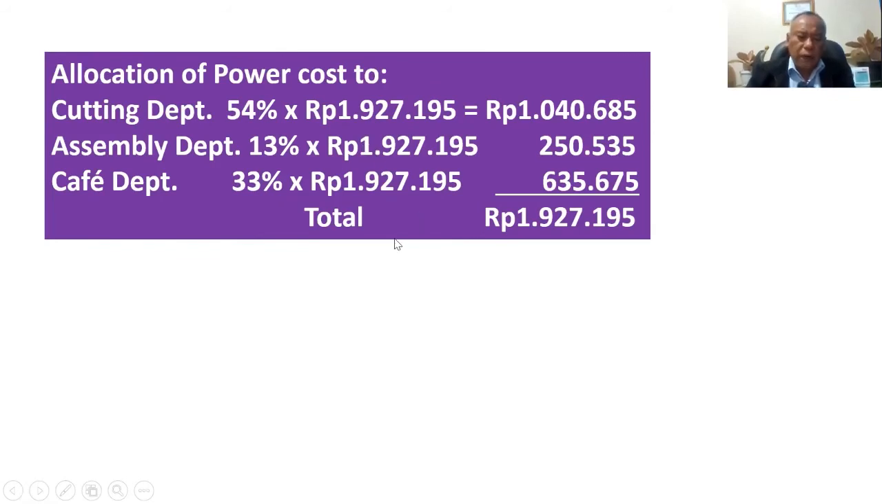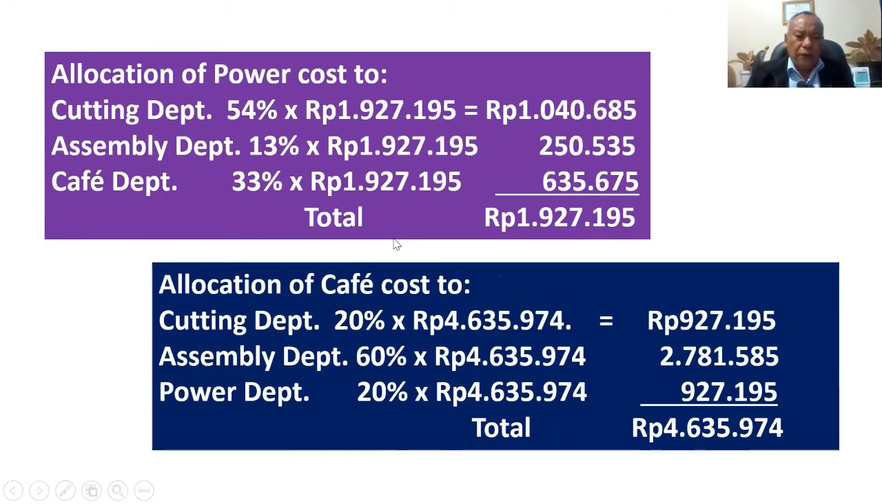The same way, actually, for the allocation of cafe costs, because cafe provides services to cutting 20%, assembly 60%, and to power 20%. So times the total cost after allocation, we find these numbers. So the total also must be the same as the total cost that is allocated.